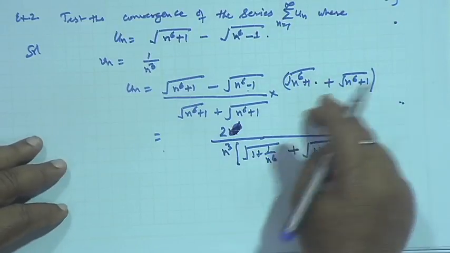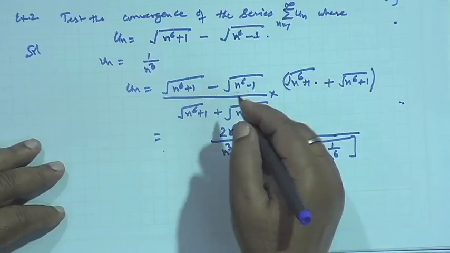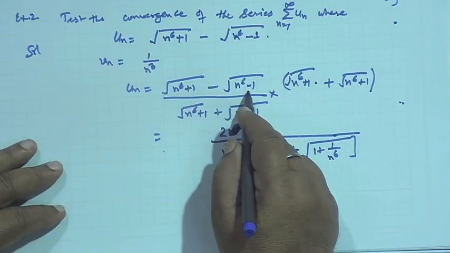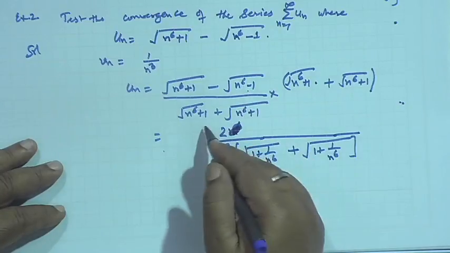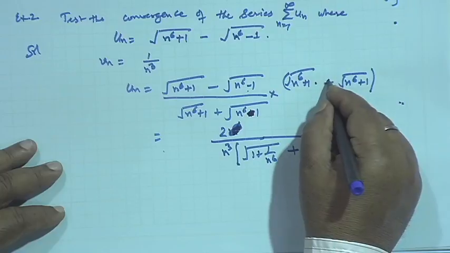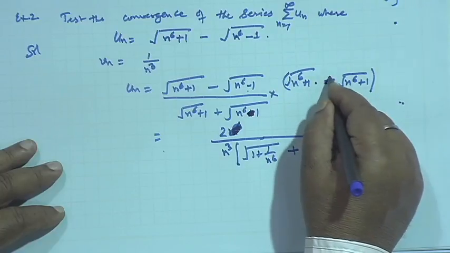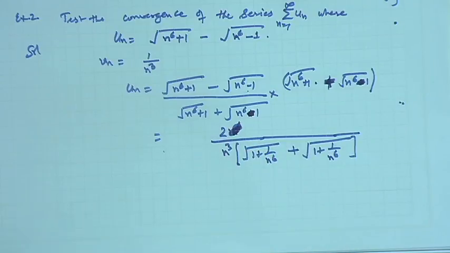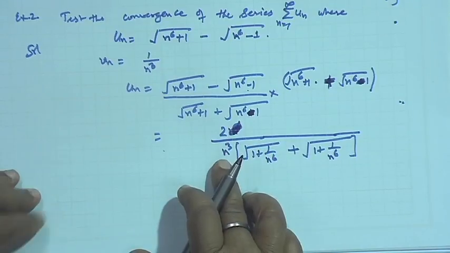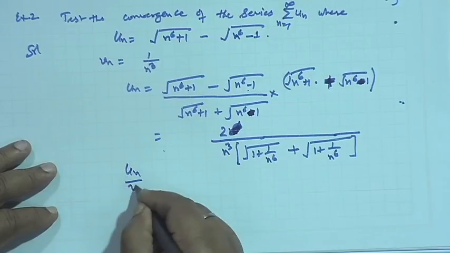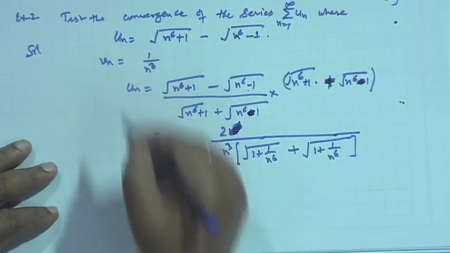So, here it is, sorry, this will be n to the power 6 plus 1, n to the power 6 minus 1, n to the power 6 plus 1, and this is minus. Sorry, this is correct. So, here this is plus, this is minus. That is why it is 2 over n cube. We wanted to get rid of n cube, so let us take u n over v n when v n is n cube.